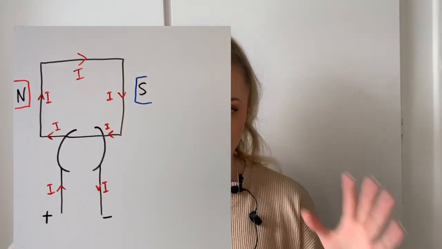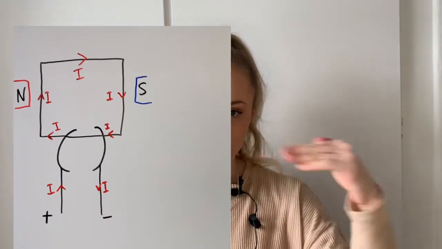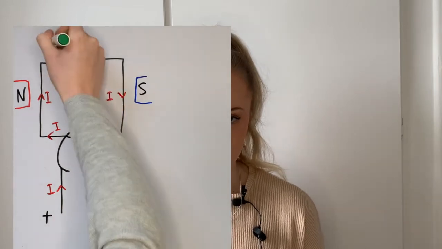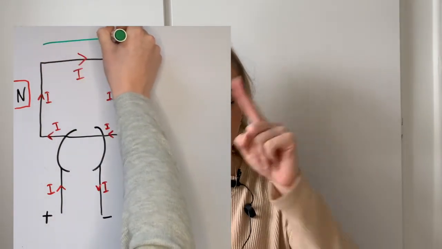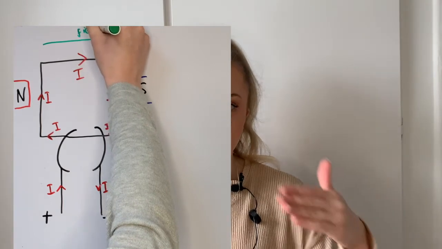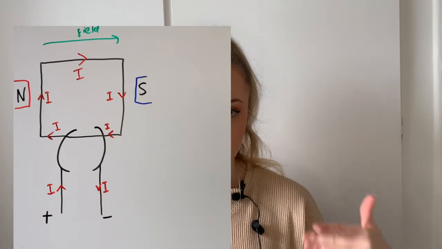The parts of the rectangle that are along the field line, so from north to south, we aren't going to be interested in, because if you remember, we want everything to be at 90 degrees to each other. Those parts of the wire are running parallel with the field. So there will be no force felt.